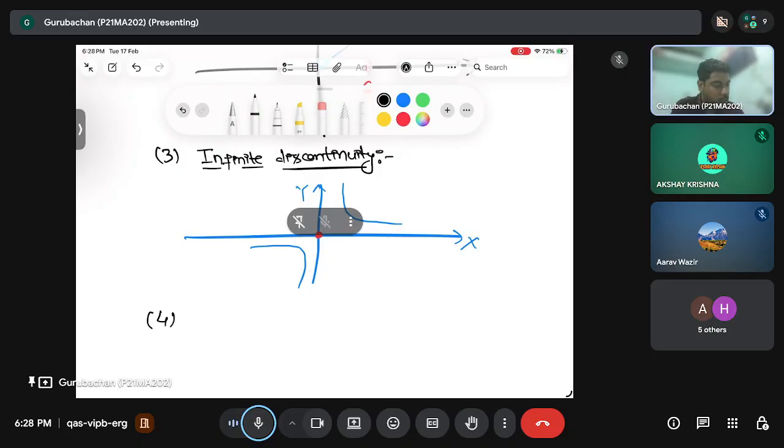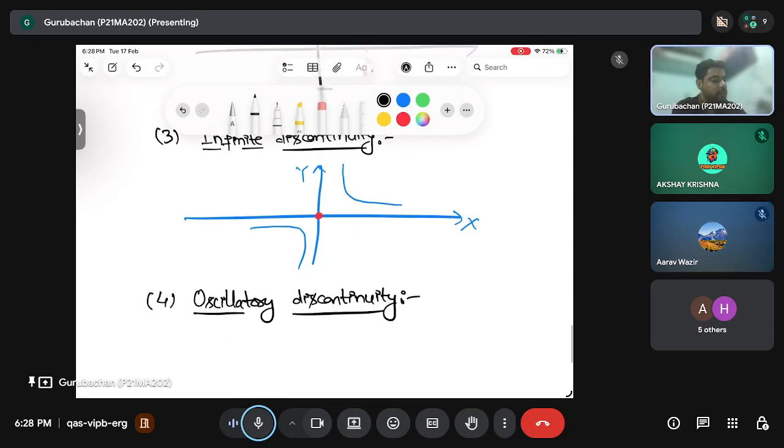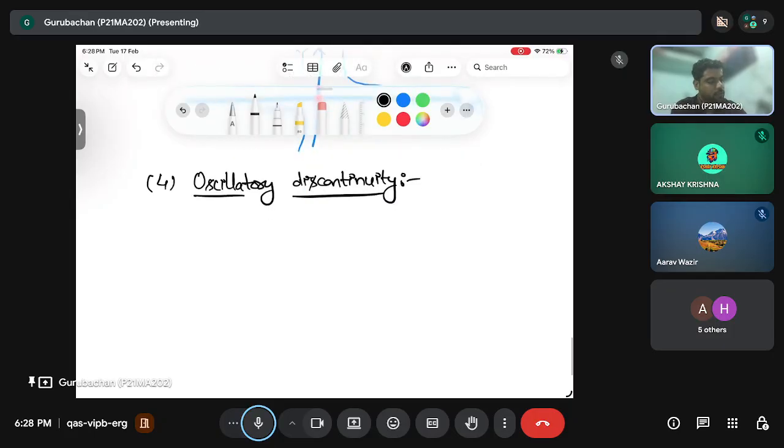Then the last one is oscillatory. What will be the example of oscillatory discontinuity? We have done it in the previous three tutorial sessions. Sine 1 by x. Yes, sine 1 by x. So f(x) is sine 1 by x when x is greater than 0, and 0 when x is less than or equal to 0.